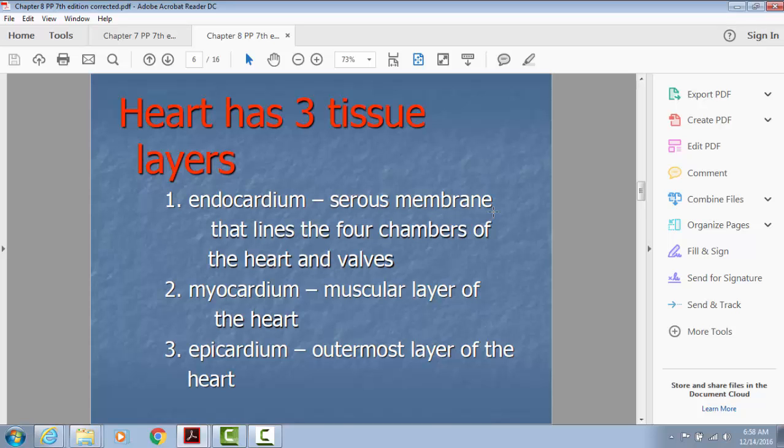The myocardium then is the muscular layer of the heart. Myo is a combining form we're going to learn means muscle. And then epicardium, epi means above or upon, so that would be the outermost layer of the heart.